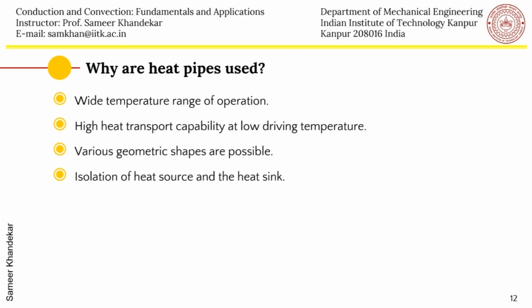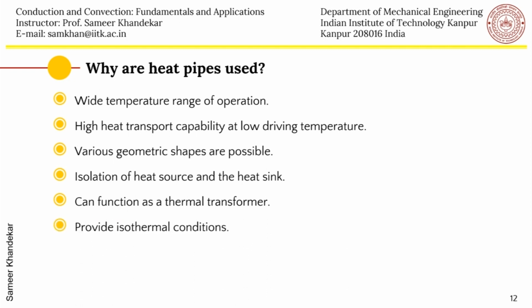So heat pipe is like a superconductor. Then it can function as a transformer because you can go from a small area, high flux, to a large area, low flux at the condenser. You can also give isothermal conditions because the entire heat pipe is more or less at the same temperature. So wherever you require isothermal sources, like in radiation pyrometers, for example, or in an application of a uniformly heated oven, you can use heat pipes.